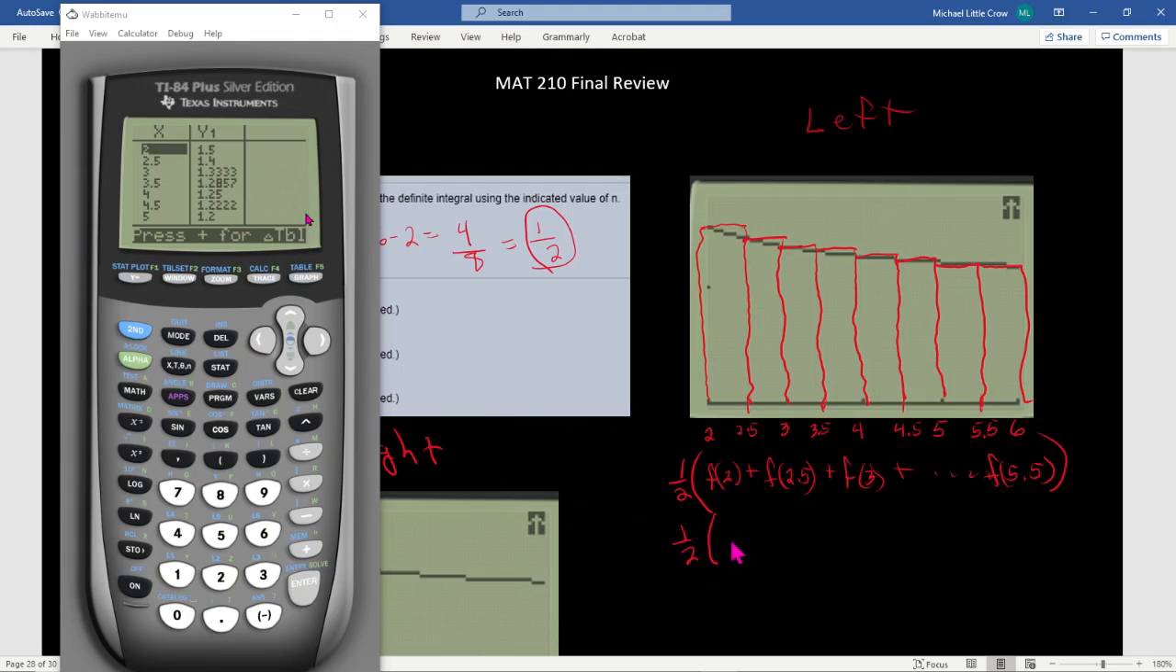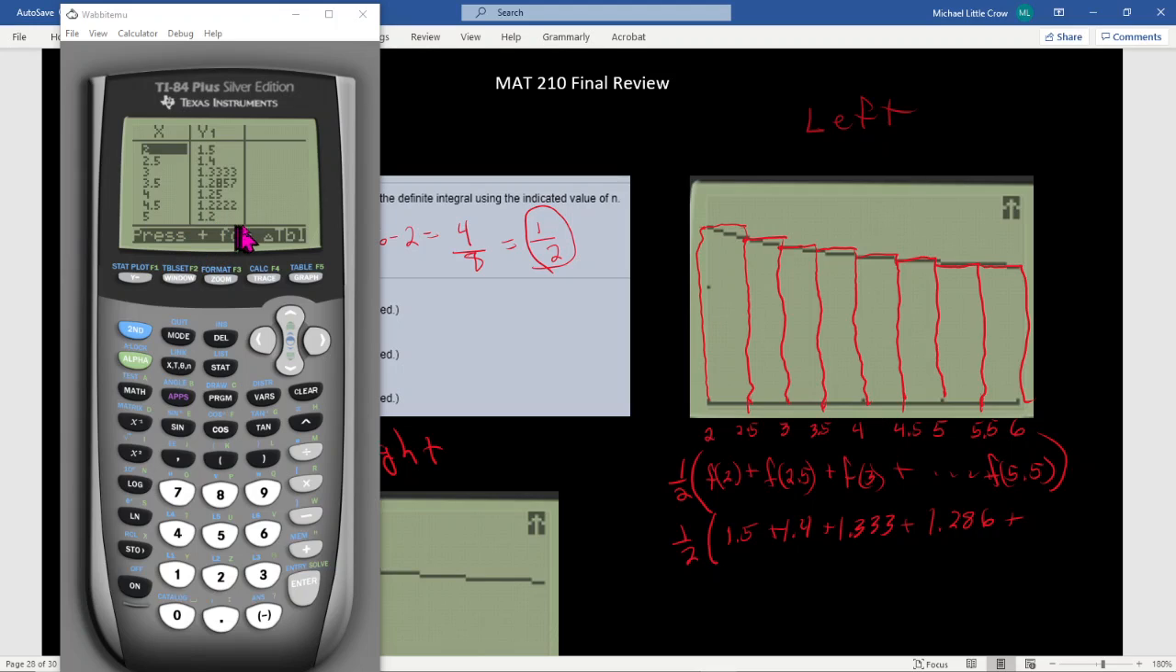So f of 2 is 1.5, f of 2.5, notice that's right here. I can't really write on this calculator, but it's alright, it's 1.4. And then f of 3 is 1.33. And again, we want 3 decimal places, so we'll put 3 decimal places. 3.5, and that's the dot dot dot, 1.286. Let's round that part up.